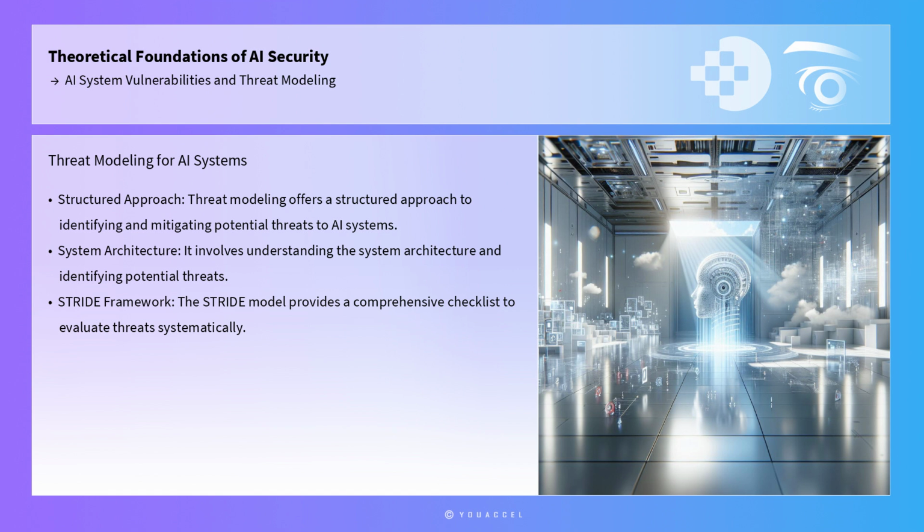To address these vulnerabilities, threat modeling offers a structured approach to identifying and mitigating potential threats to AI systems. Threat modeling involves understanding the system architecture, identifying potential threats, assessing the risks associated with these threats, and implementing measures to mitigate them. One effective framework for AI threat modeling is the STRIDE model, which stands for spoofing, tampering, repudiation, information disclosure, denial of service, and elevation of privilege. STRIDE provides a comprehensive checklist to evaluate threats systematically and develop countermeasures.